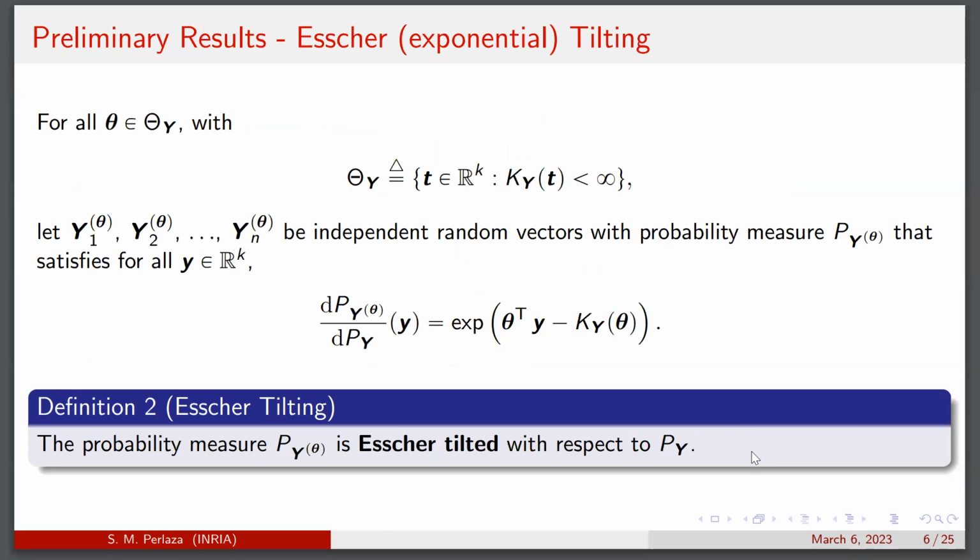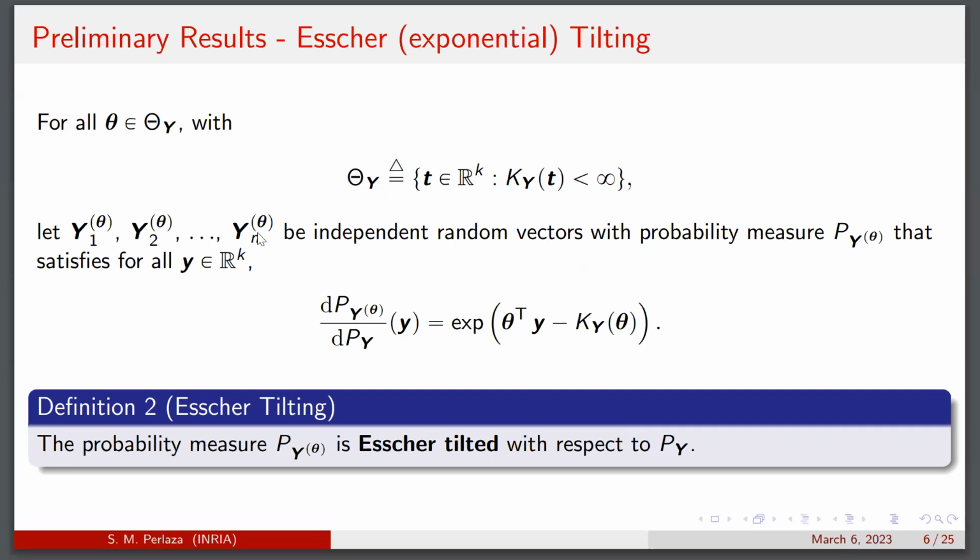So we are going to define this set of vectors of dimension k, for which the cumulant generating function K_Y is finite. All right. So this is a set that is going to be very important for us. And then we are going to define random variables that are tilted with respect to P_Y, and we are going to denote these random variables by Y_1, 2 up to n, with this parenthesis theta on the top.